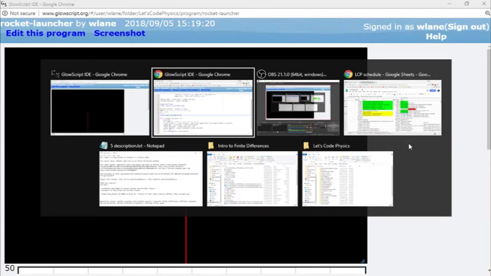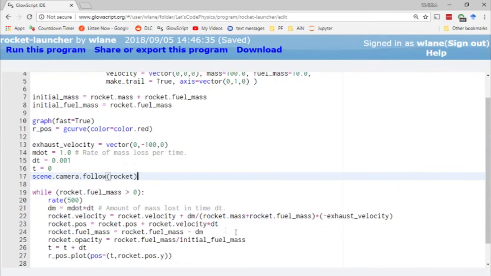Next time what we'll do is we'll try adding in some external forces to see how this competes against gravity, which is a little more algebraically intensive.